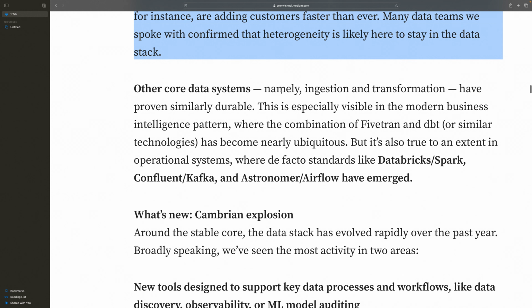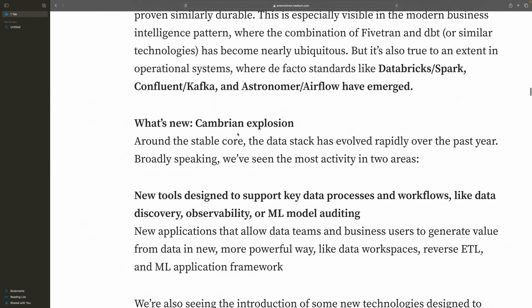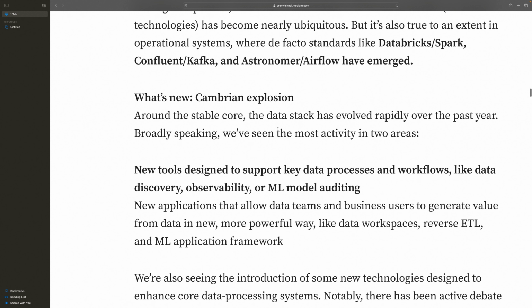Other core data ecosystem layers, namely ingestion and transformation, have proven similarly durable. This is especially visible in the modern business intelligence pattern, where the combination of Fivetran and dbt, or similar technology, has become nearly ubiquitous. But it is also true to an extent in the operational system, where the de facto standards like Databricks, Spark, Kafka, and Airflow have emerged. What's new around a stable core data stack has been changing rapidly over the past year.